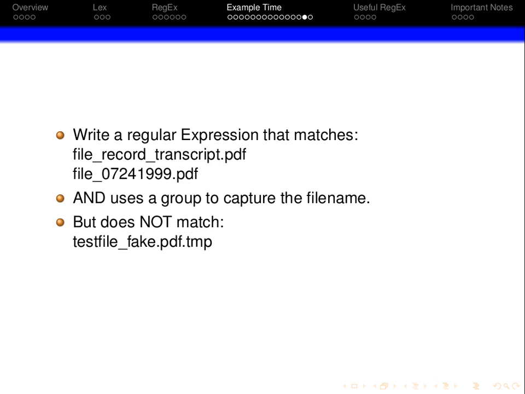Okay, here we go. Write a regular expression that matches file record, transcript.pdf file, and uses a group to capture the file name. Okay, remember the first set of parentheses is going to specify the file name, and make sure it doesn't match that. Do you understand what I'm saying? You're going to use parentheses to group the part that is the file name.